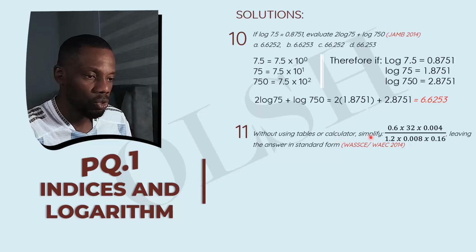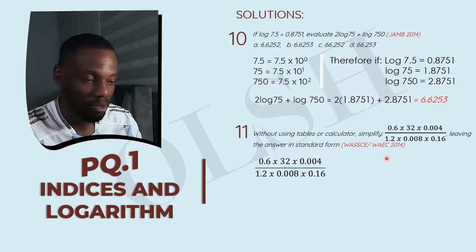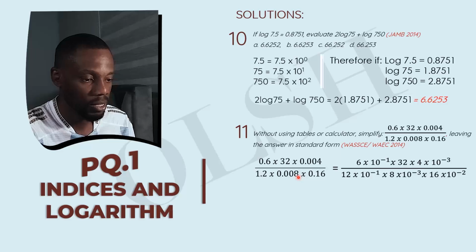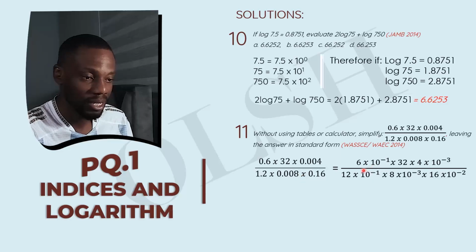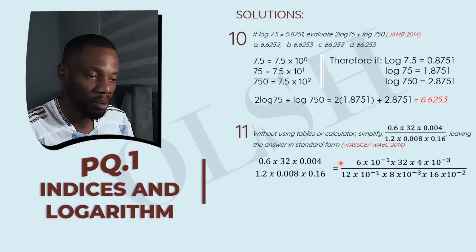Without using tables or calculators, simplify 0.6 times 32 times 0.04 divided by 1.2 times 0.08 times 0.16. That's what's expected from 2014 WAEC. So we have 0.6 times 32 times this over this. To make this easy for us, we can put these numbers in their standard form, or we can multiply them by 10 raised to the power of any value that will make them a whole number, so we can solve easily.